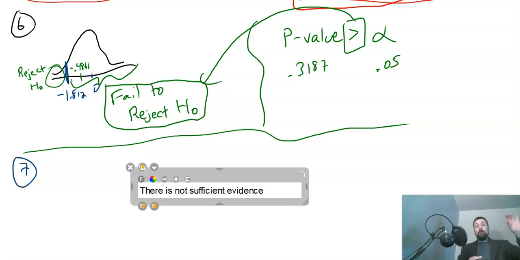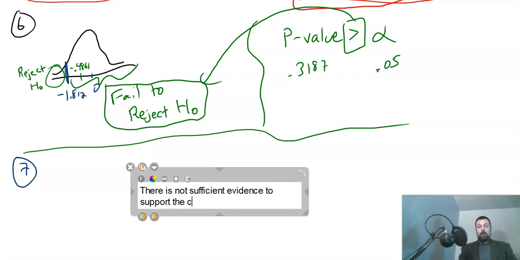We are failing to reject the null hypothesis, so we were unable to show the null hypothesis is false, which means we were also unable to show that the alternative is true, because the alternative is what would have to be true if the null hypothesis were false. We couldn't show it was false, which means we can't show that the alternative is true. And so there's not sufficient evidence to support the claim. We could not support the alternative hypothesis because we could not reject the null hypothesis. If we can't support the alternative, we can't support the claim because the alternative was the claim that was being made.